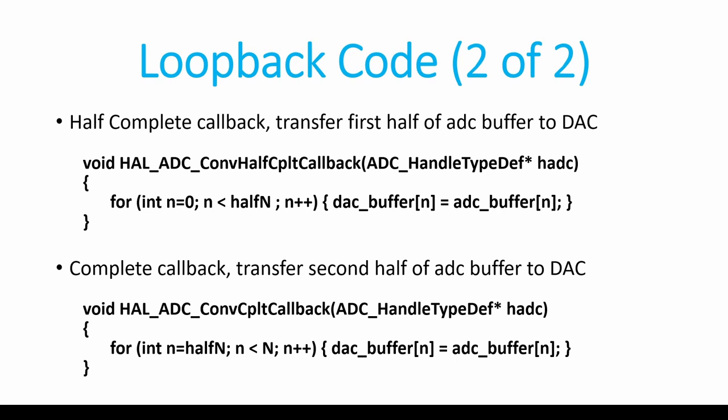First, within the half-complete callback, a for loop will iterate through the first half of the ADC buffer, indices 0 to half n, and store these values in the DAC buffer. Likewise, within the complete callback, a for loop will iterate through the second half of the ADC buffer, indices half n to n, and store these values in the DAC buffer.